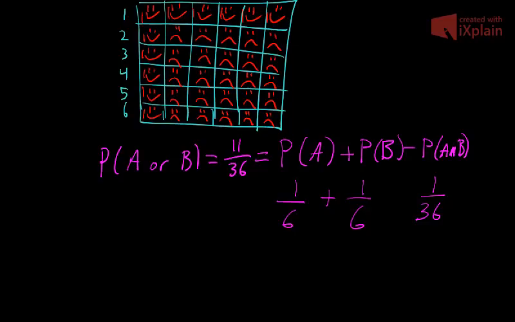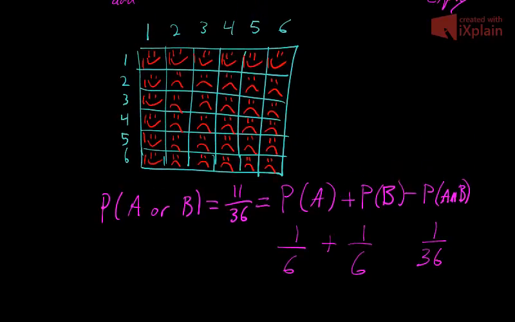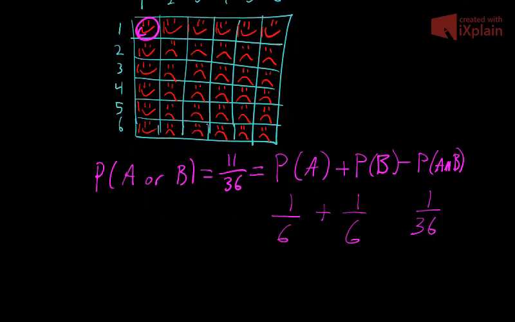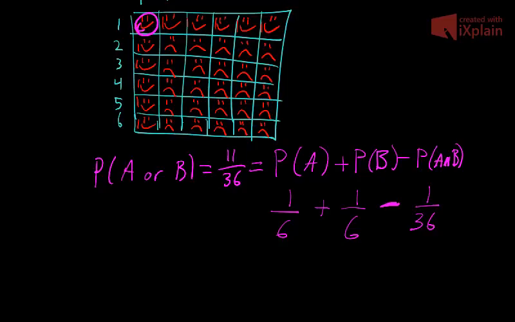Another way to think of it would be back up at our grid here. The only square where we have both of them being 1 is this top one. So 1 out of 36 of those squares is going to be rolling a 1 and a 1, and that should be subtracted. So if I add these up, 1/6 is 6 out of 36, plus 6 out of 36, minus 1 out of 36. 6 plus 6 is 12, minus 1 is 11 out of 36.